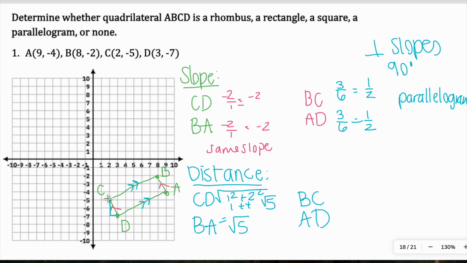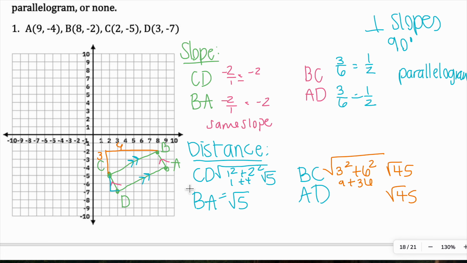And then for BC, again, thinking about your right triangle, I'm going up 3 and over 6, so that's 3 squared and 6 squared. So 3 squared plus 6 squared, or 9 plus 36 is the square root of 45. And AD is also 1, 2, 3, 1, 2, 3, 4, 5, 6. So that one's also going to be the square root of 45. Okay, so my perpendicular slopes, I'm showing the same distance for opposite sides. So we're going to conclude that this shape is a rectangle.